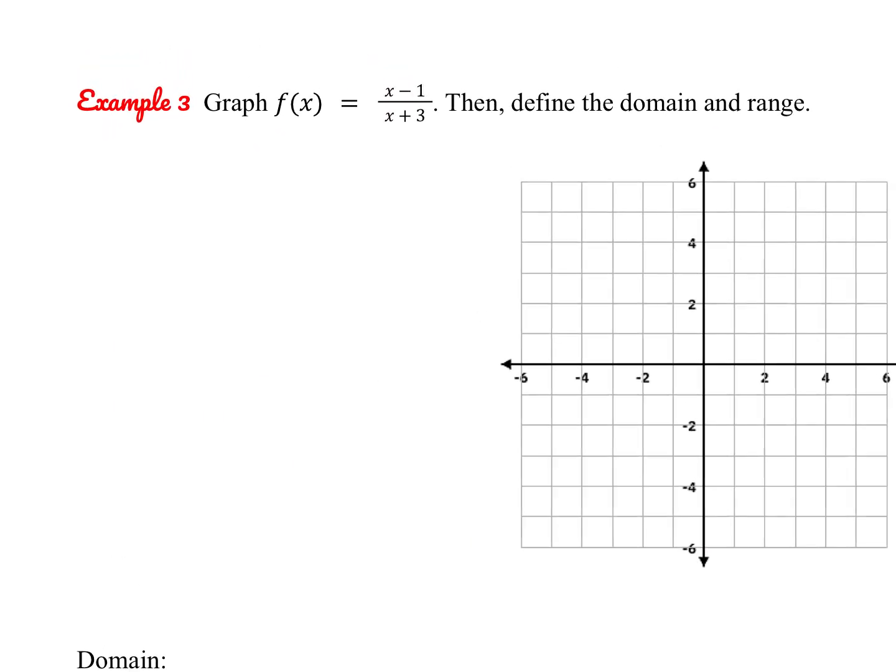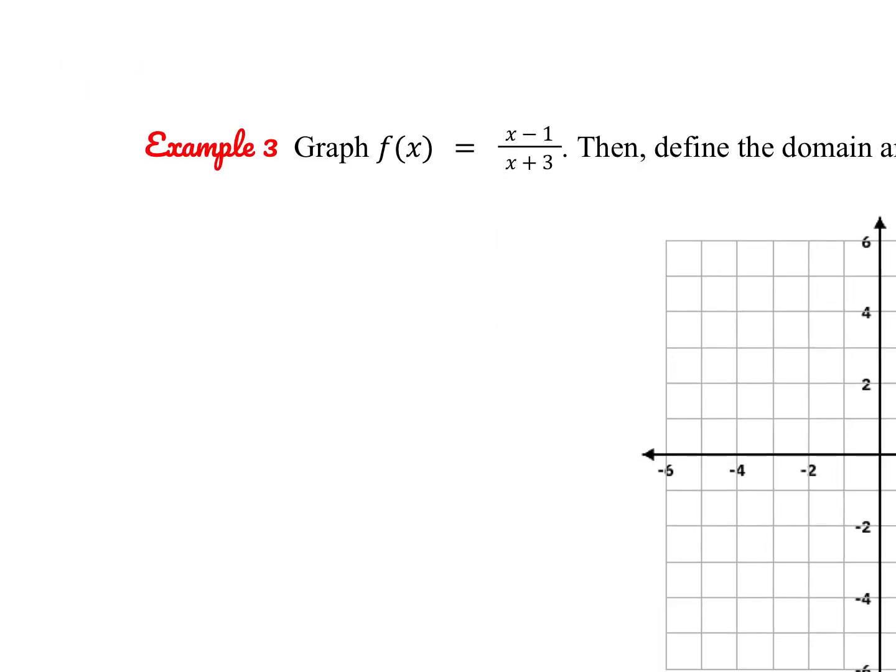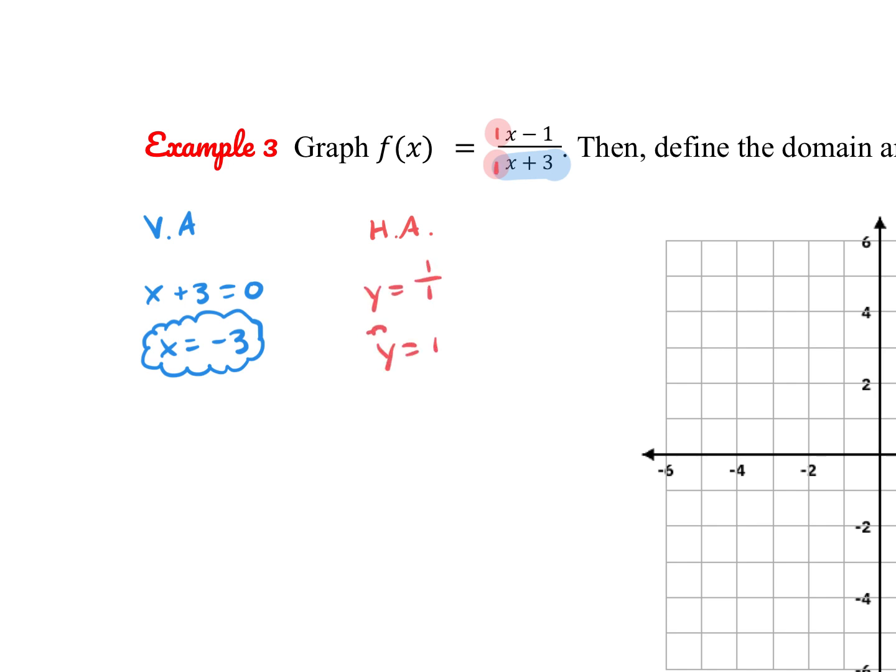Okay, let's try one more together. So again, we need to start by identifying our asymptote equations. So let's start with our vertical asymptote, and we find that by taking the denominator and setting it equal to 0, which again will give us a domain restriction. It's the one x value that x cannot be because it's when our denominator is 0. And then for the horizontal asymptote, it's going to be the ratio of the leading coefficients. In this case, that's just going to be 1 over 1. So y equals 1.